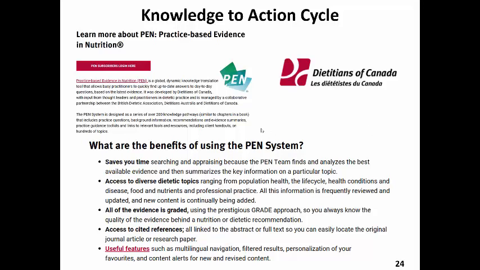So we won't go through the intricate details of the PEN system here, but what we're seeing here is a very user-friendly system developed by the Dietitians of Canada for use of their members to put into their clinical practice. So this ends this lecture on an introduction to the knowledge to action cycle.